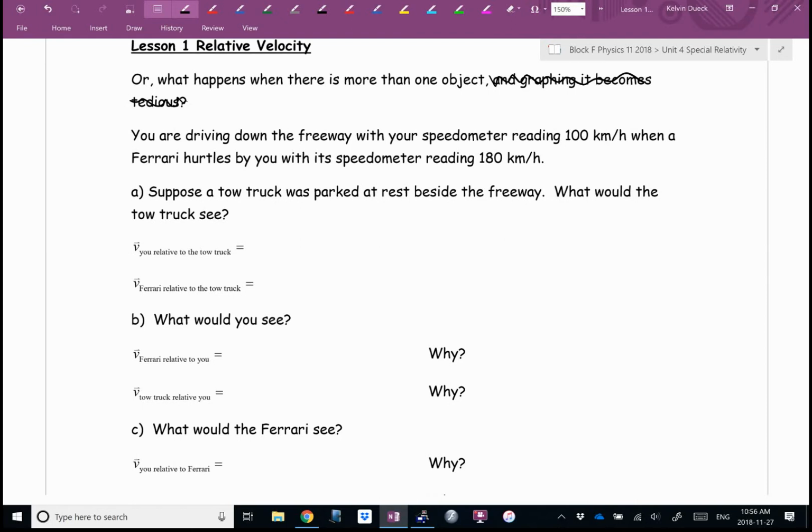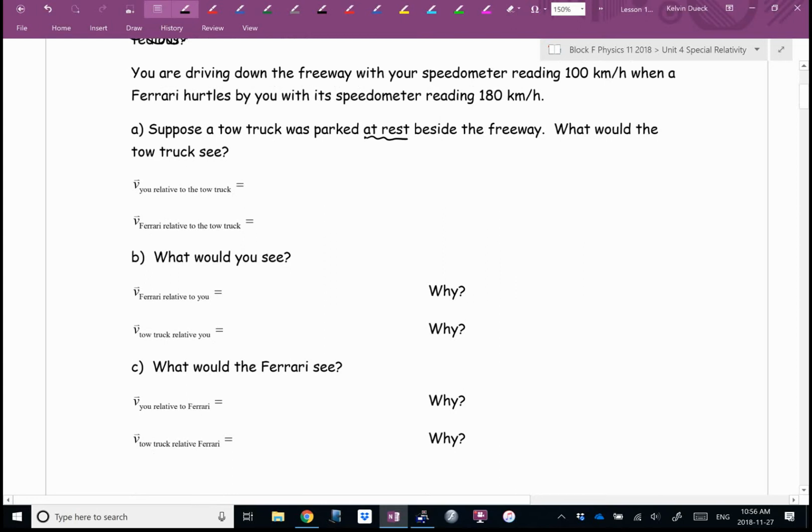So we're going to try and use our imagination to put our mind into what we would see. The fancy term is, what's our reference frame? So the first reference frame here is a tow truck. And the key idea behind the tow truck is it's parked at rest. What would the tow truck see? I'd like you to imagine you're sitting in the tow truck, or you're the tow truck driver, and you go zipping by. What would the velocity of you relative to the tow truck be? I think it would see you go zipping by at 100 kilometers per hour.